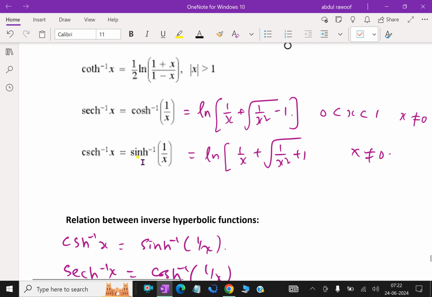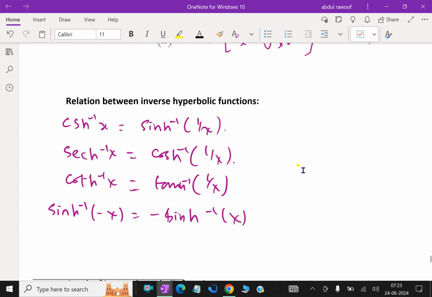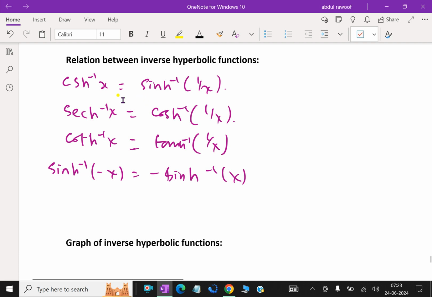Cosech inverse x equals sinh inverse of 1 over x, because both are reciprocals, which equals ln of 1 over x plus the square root of 1 over x squared plus 1. Relationship between inverse hyperbolic functions: cosech inverse x equals sinh inverse of 1 over x. Sech inverse x equals cosh inverse of 1 over x. Coth inverse x equals tanh inverse of 1 over x. Sinh inverse of minus x equals minus sinh inverse x.